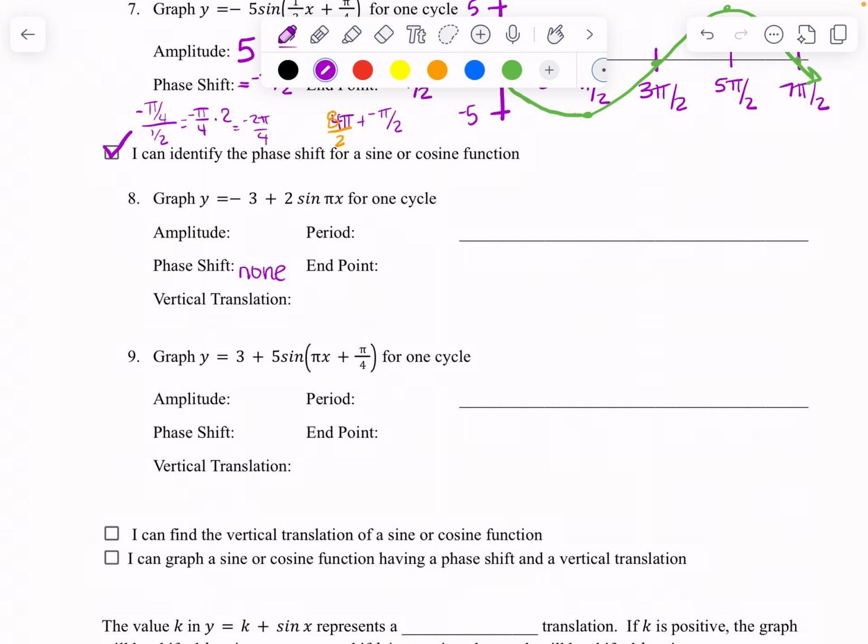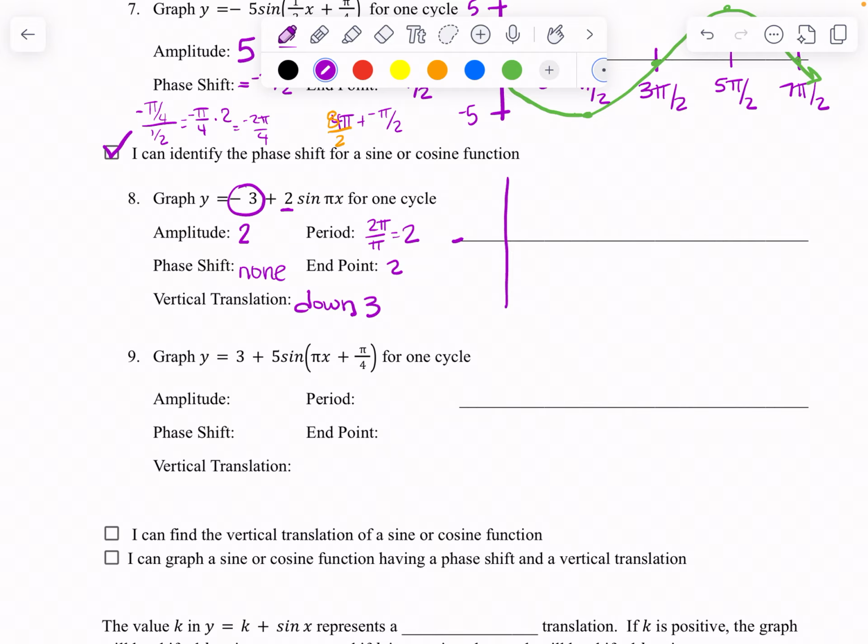Okay, so my amplitude is the number right in front of the trig function. So my amplitude is 2. My period is still 2 pi over b, so 2 pi over pi. So my endpoint is the same as my period. My vertical translation, this number is now my vertical translation. So I'm going to move my graph down 3. It's going down because it's negative. Okay?